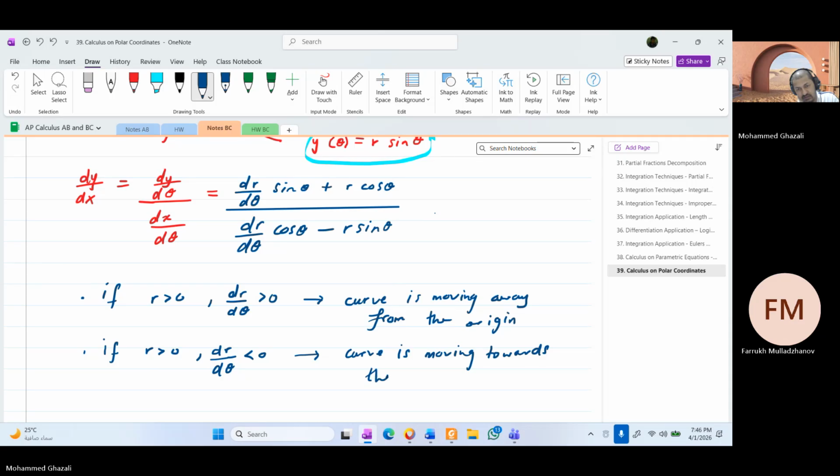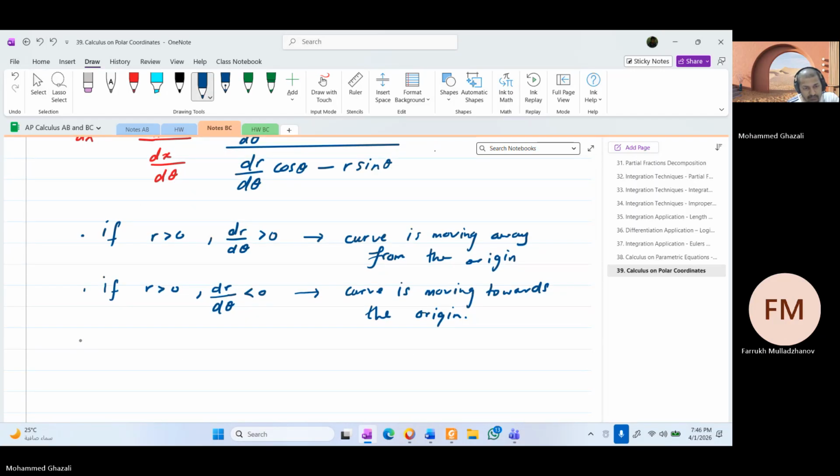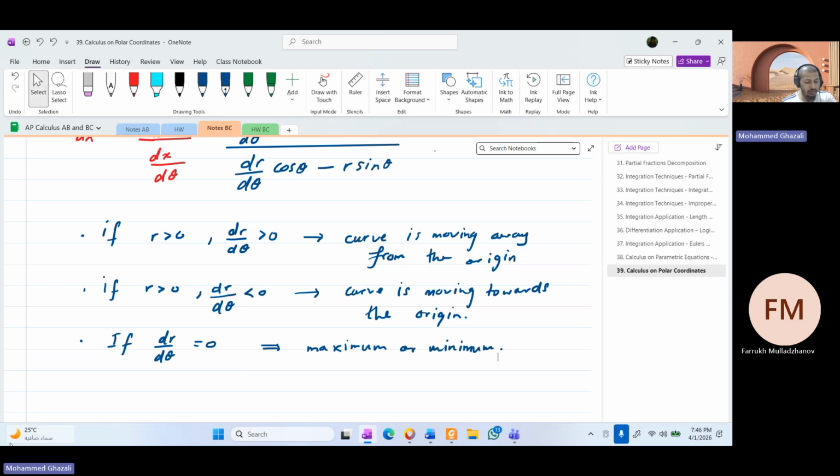And if dr/d theta is equal to 0, then we're basically finding max and min. It can either be a maximum or a minimum, okay? So when we're doing problems, we can solve these. So these are your notes.